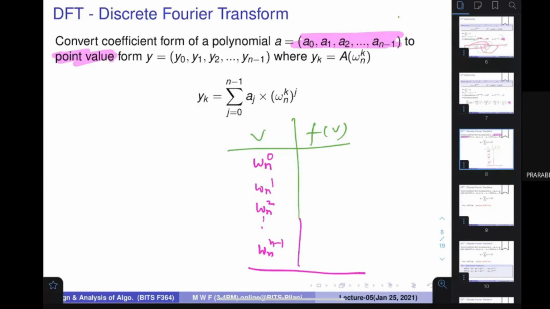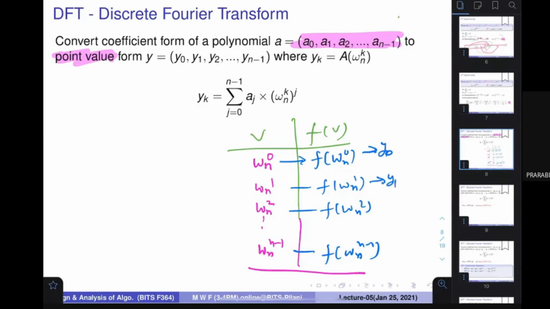So I have to compute f of omega n to the power 0, f of omega n to the power 1, f of omega n to the power 2, dot dot dot, f of omega n to the power n minus 1. I have to find this out. These values I am going to call y0, y1, y2, up to yn minus 1. Any problem with this? Yes or no? No problem? Very good, excellent.